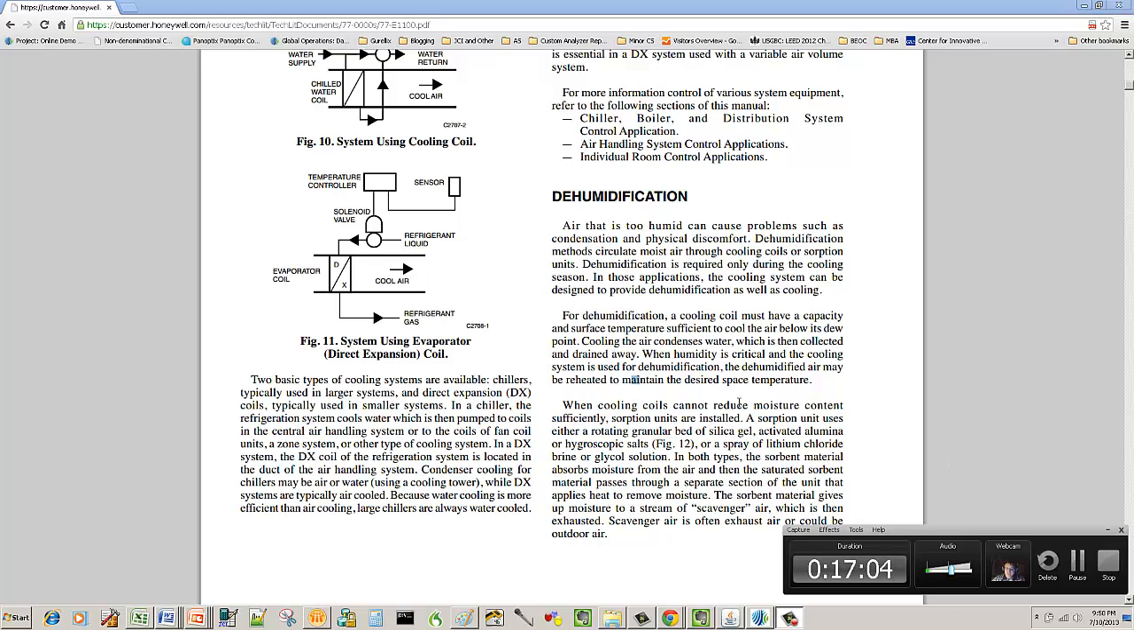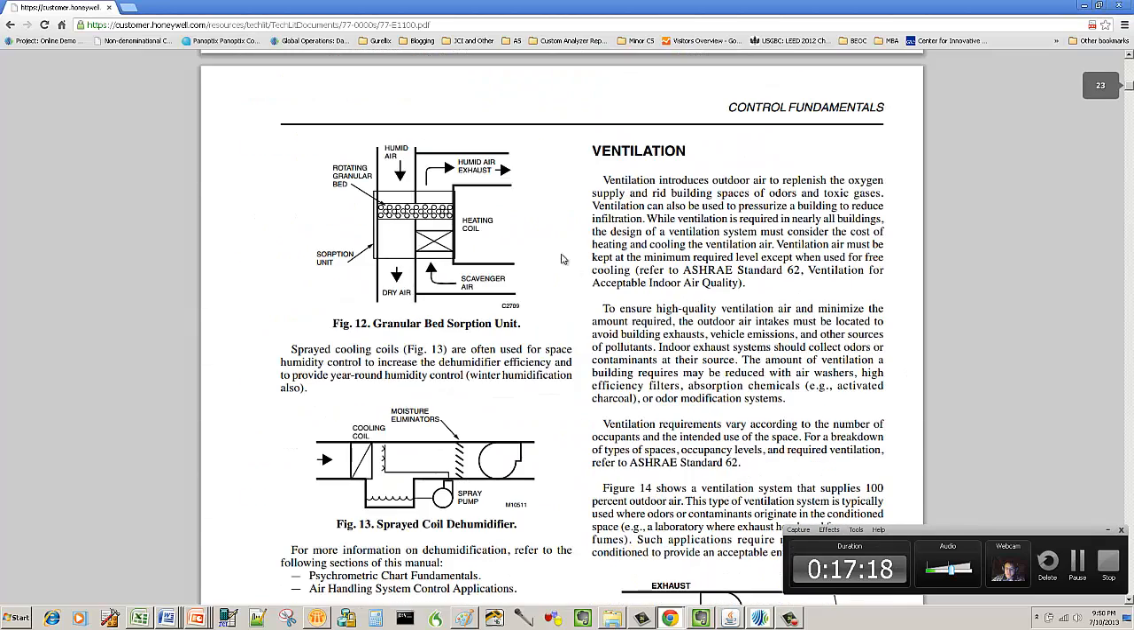Okay, so where were we here? We were talking about our cooling. Now we're moving on to dehumidification. Dehumidification essentially is taking the humidity out of the air. Alright, seems pretty simple, right? I mean, you take humidity out of the air, and the air is going to be less humid. But what is humidity? Well, humidity is moisture being in the air.